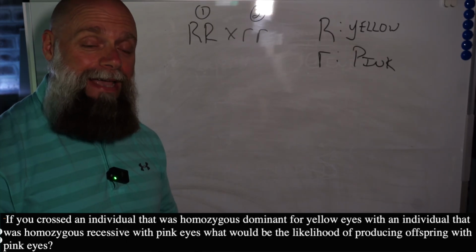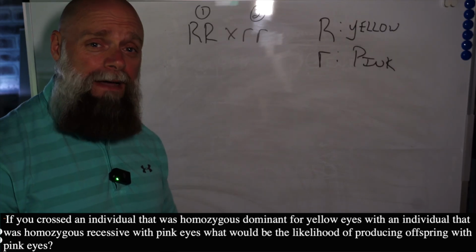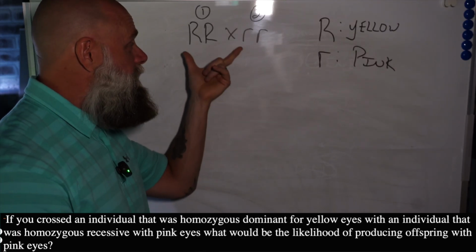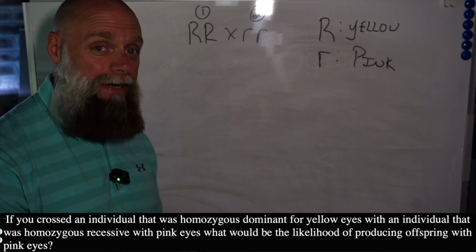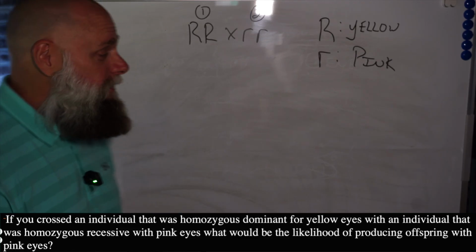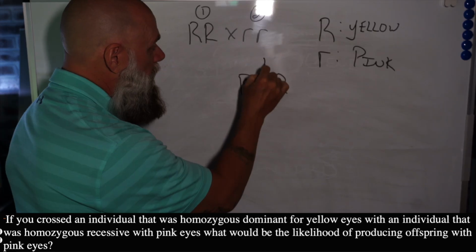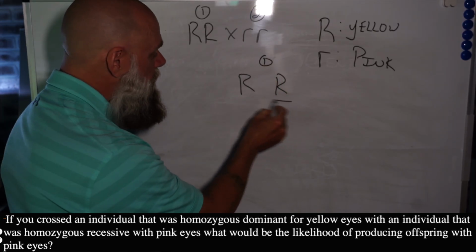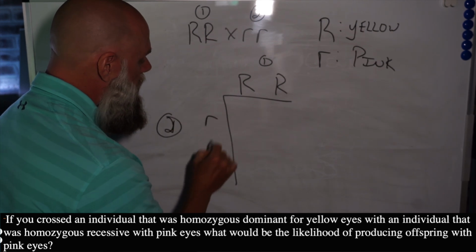Next thing we have to do is actually set up the Punnett square. Okay, so step one, identify what letters we're going to be using. Step two, identify the genotypes of each organism. All right, so we said homozygous dominant, homozygous recessive. Step three is actually setting up the Punnett square. And so what we're going to do is we'll just put the first organism up here, and the second one will be over here.